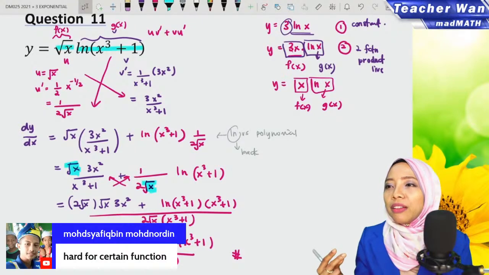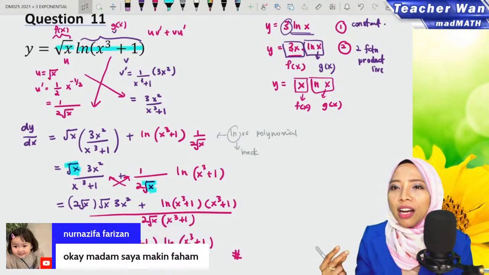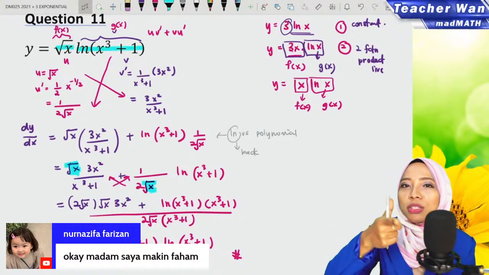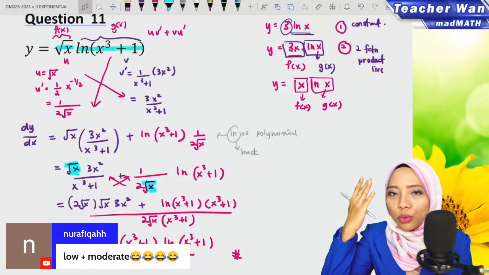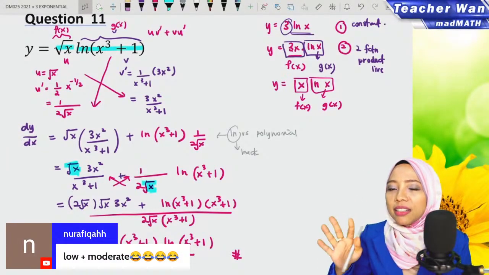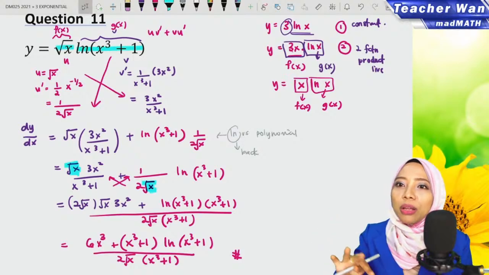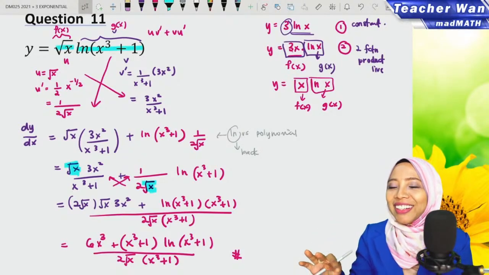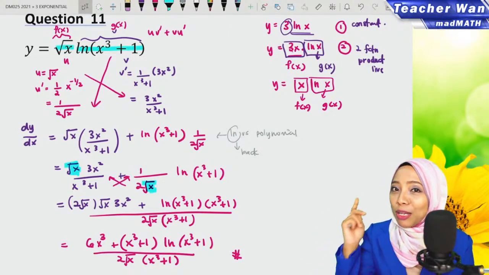Okay, getting to understand more. Alhamdulillah. Hard for certain functions. Okay, good. That is what we want. At least there are 1, 2, 3 who said okay, low and moderate. Wow. Okay, Afiqah. So I'll make sure next week.